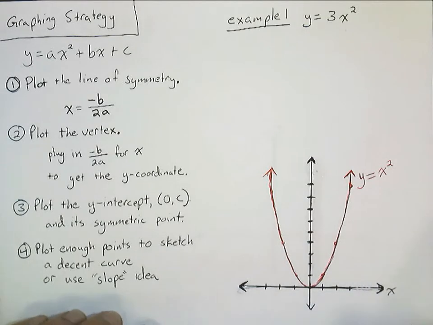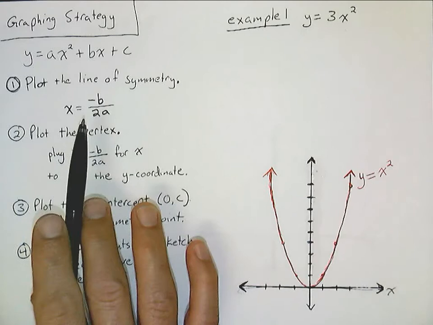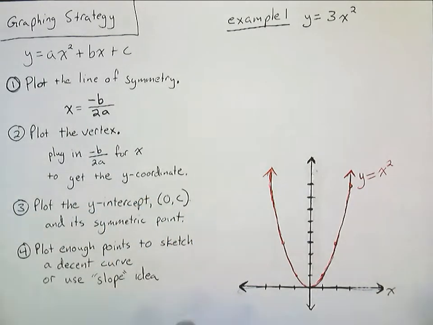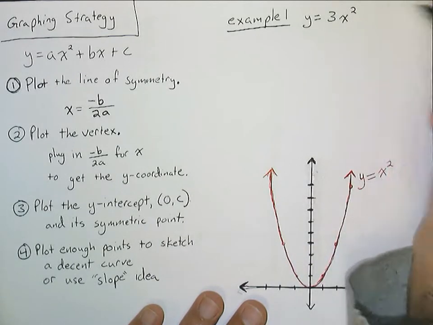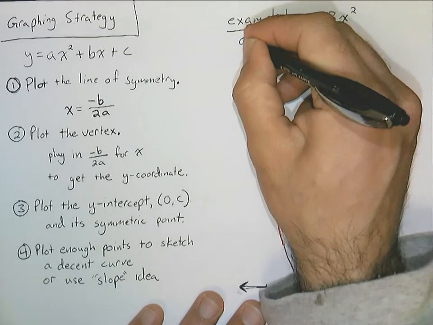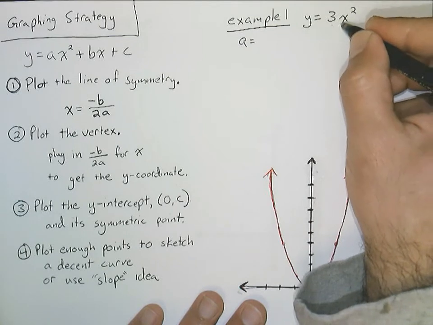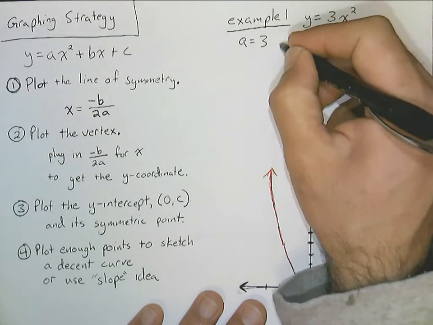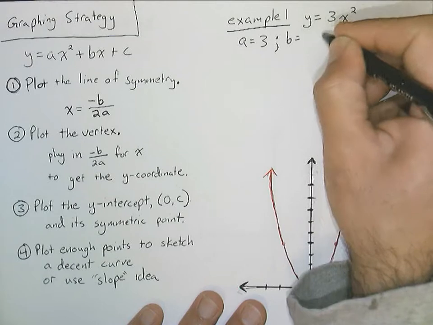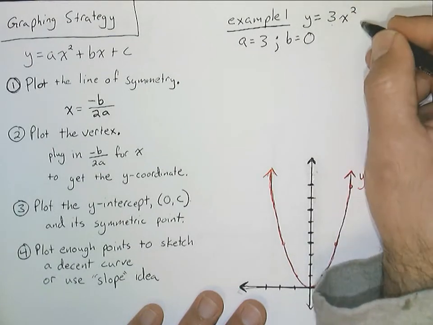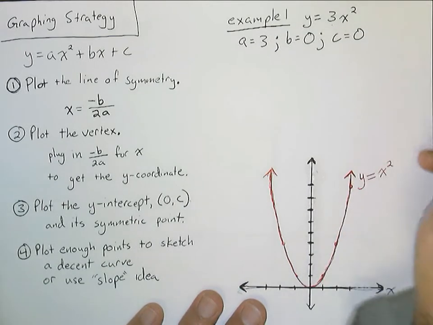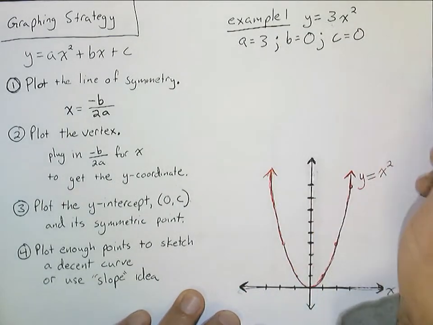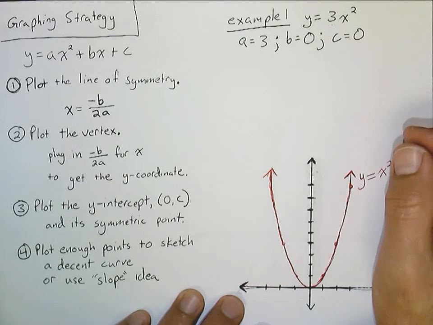So, first thing we want to do is plot the line of symmetry. Before we do that, though, we might notice here, we just identify exactly what a, b, and c are in this equation. So here, a is equal to, well, the coefficient of x squared, which is 3. B is equal to 0, since there's no b times x up here. And also c is equal to 0. If we identify those values first, it'll save us a lot of grief.